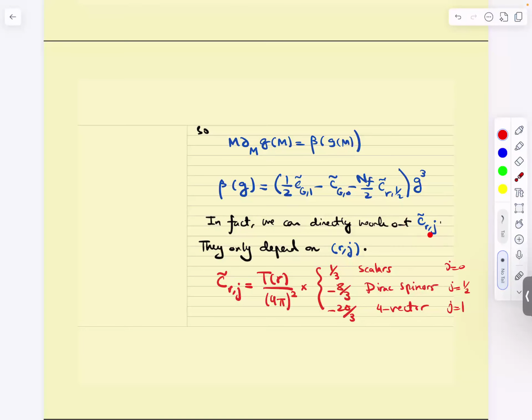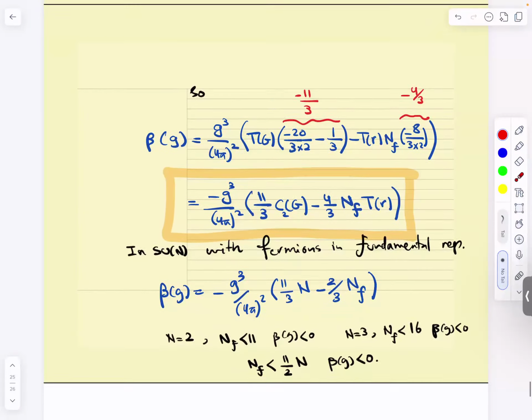We could calculate these explicitly, so we get T of R over 4 pi squared. Of course, it depends on representation. For spins, I just wrote 3 cases. J equals 0, scalar, is a third. J equals half, Dirac spinor, is minus 8 over 3. And J equals 1, the 4-vector, is minus 20 over 3. I just wrote these down because these are all that I need in the Standard Model for fermions coupled to gauge bosons. That's all I need.